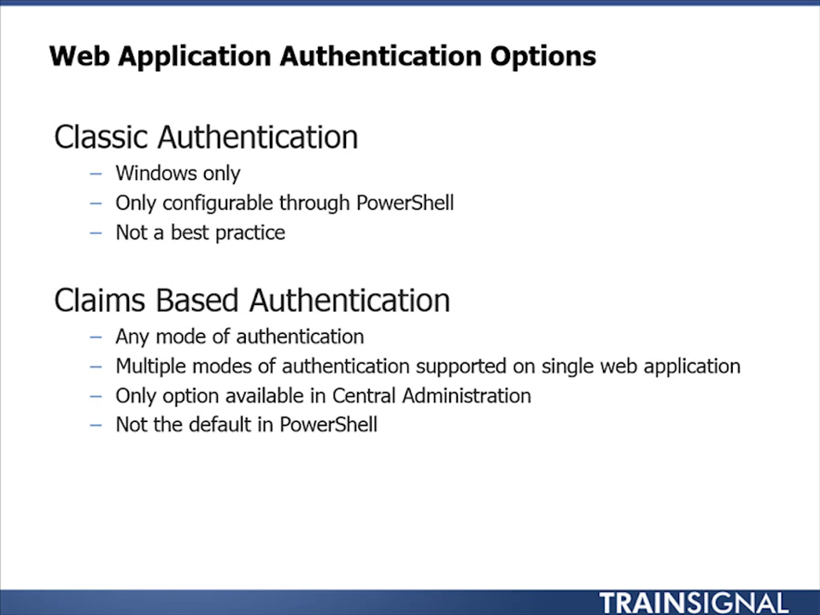Now, one of the little catches, and we've actually seen this in prior demos, is the fact that claims-based authentication, while it's the only thing that I can do inside of central administration through the UI, in PowerShell, this is actually not the default. It's one of those things that I personally find a little bit interesting. I really do wish that this was the default in PowerShell. So in PowerShell, I need to set up my authentication provider and then make sure when I create my web application that I point that at it. So that way it will actually use claims-based authentication. But again, through the UI, claims-based authentication is going to be the default.